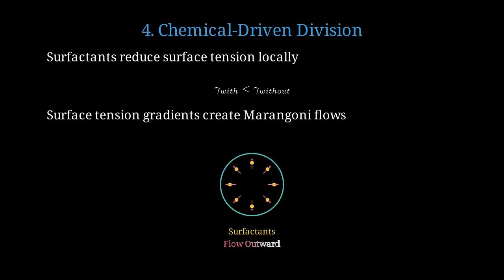Surfactant molecules at the droplet surface create flows that push liquid outward, potentially causing elongation and division. A classic example: oil droplets in water with added soap will divide as soap molecules accumulate unevenly on the surface.